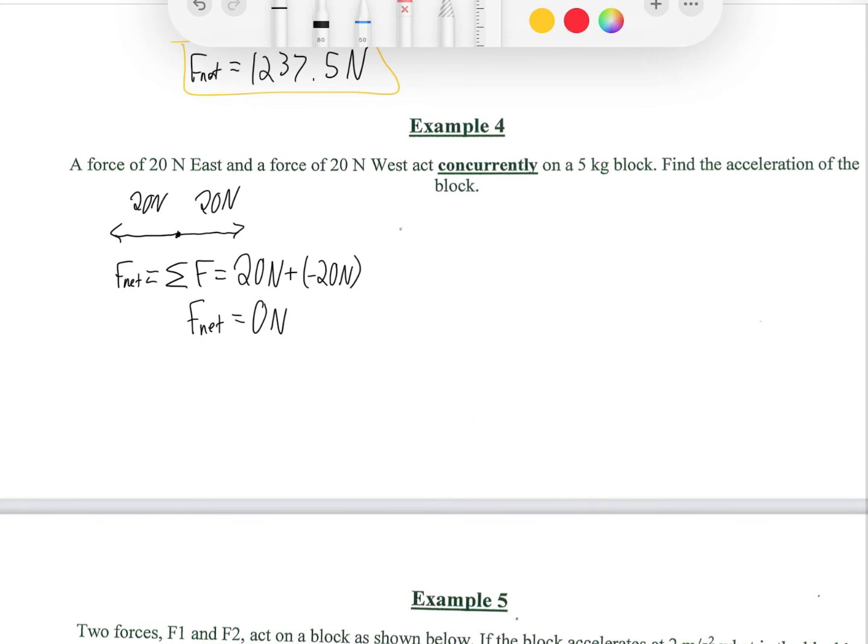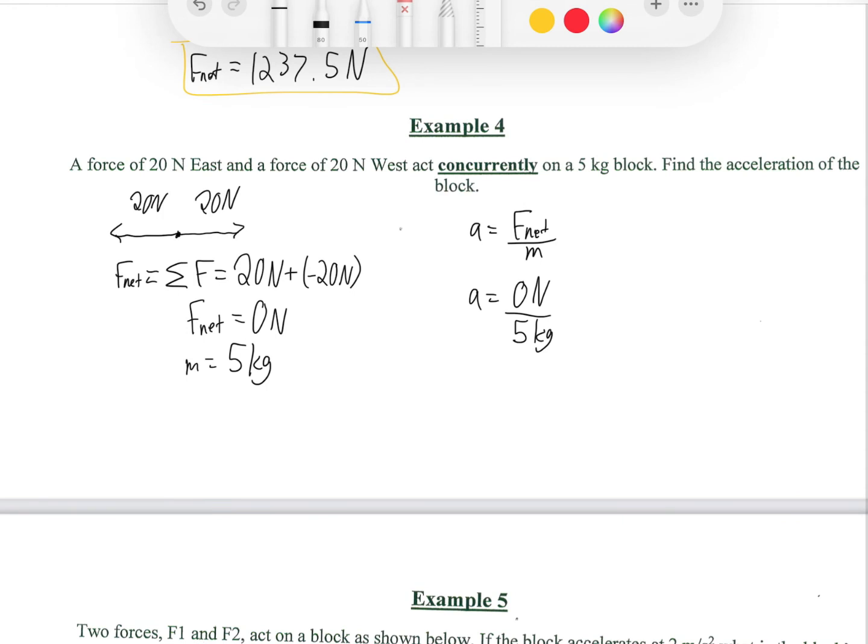The one other thing we are told is the mass is equal to 5 kilograms. Now we want to find the acceleration, so we can use the formula from before. Acceleration equals F net over m. When we substitute in our values, we get 0 newtons over 5 kilograms.